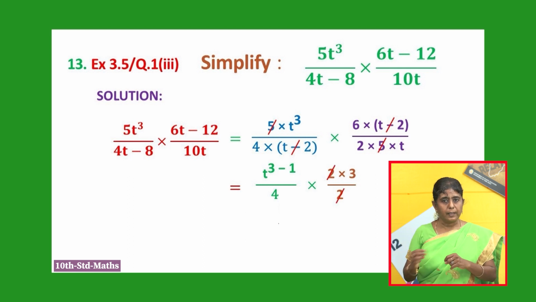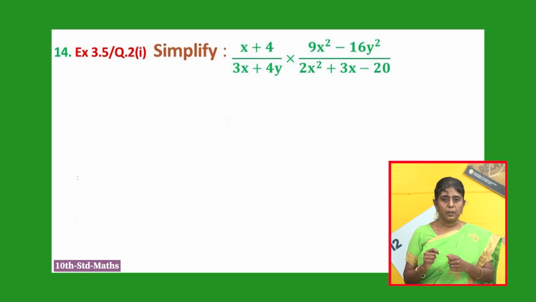So 2 we can cancel it. Then 3t squared by 4t should be the answer. Now let's see the 14th one. Exercise 3.5, question number 2, subdivision 1 is x plus 4 divided by 3x plus 4y.